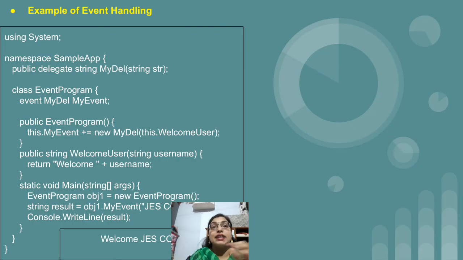So now I have given the example for the event handling. First step, within a namespace we have to declare the delegate. In this case: public delegate string mydel, round bracket string str. So the name of our delegate is mydel.